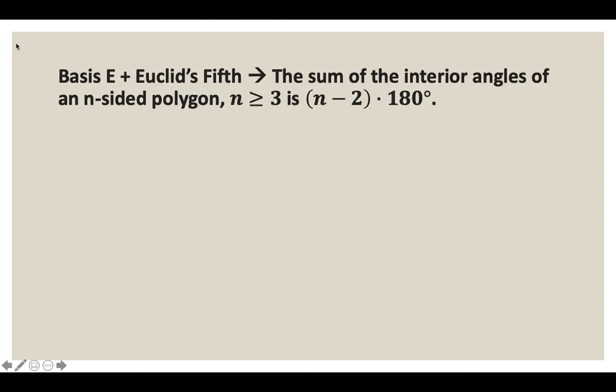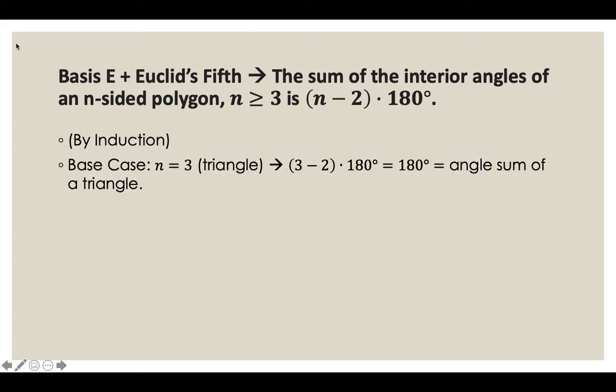So the first direction that I'm going to show is that using the basis E plus Euclid's fifth, we can prove that the sum of the interior angles of an n-sided polygon with n being at least 3 is given by n minus 2 multiplied by 180 degrees. We're going to do this proof by induction.